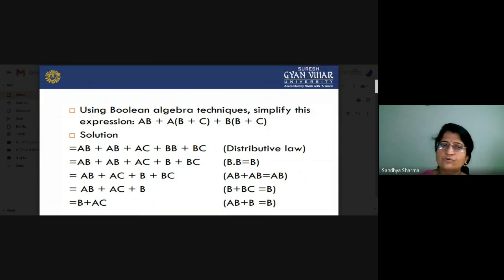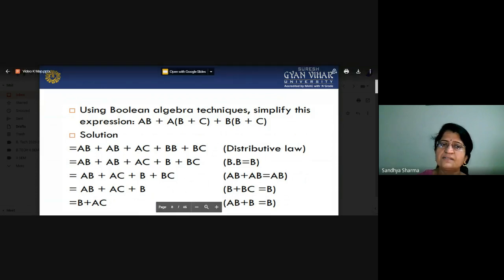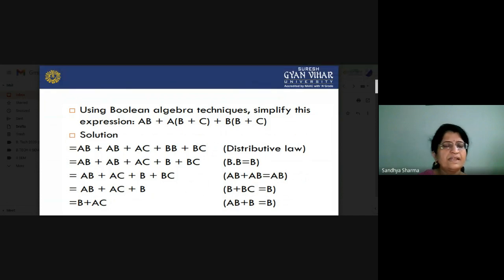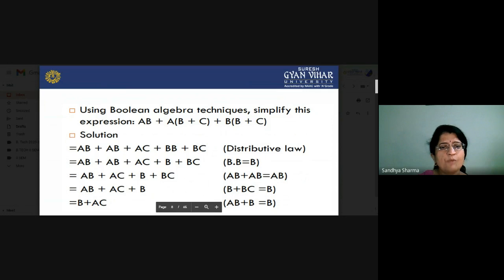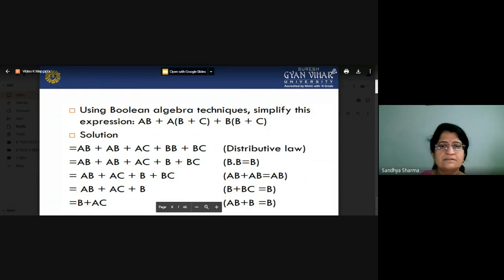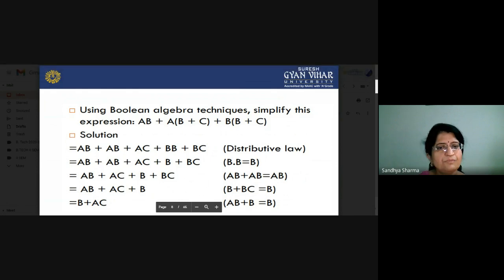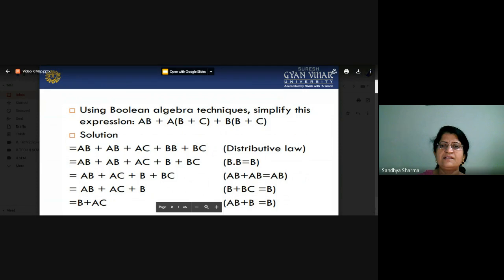You can also know that if variables are repeating two times, B dot B, the product of a variable with itself, is also equal to that variable, so you can write it as AB plus BC. Now this is a very simple expression, you can convert it in this form. Now you can take the common part. If you are taking the common part, we know B plus BC is equal to B. So that is AB plus B, that is equal to B. So you can also apply a rule from here, and you can write it as B plus AC.